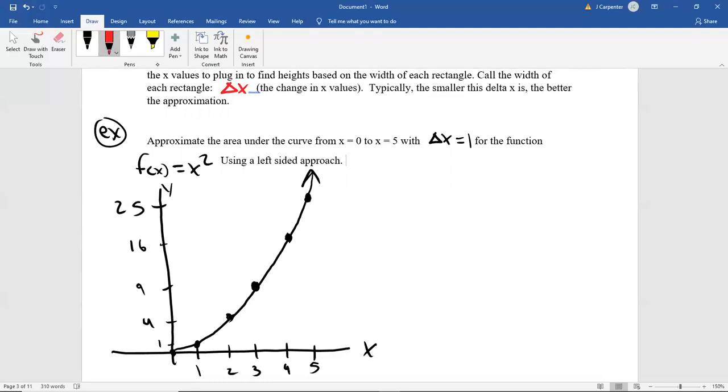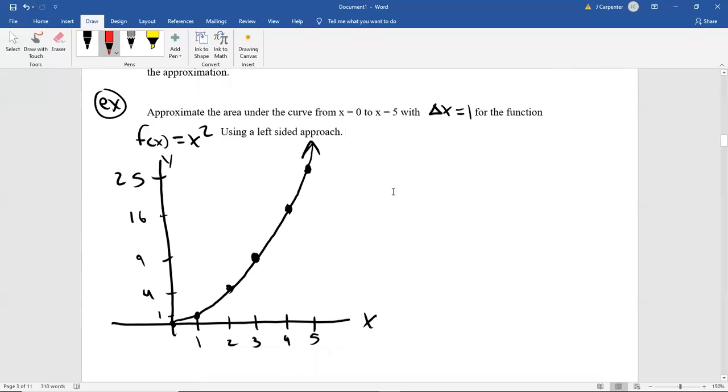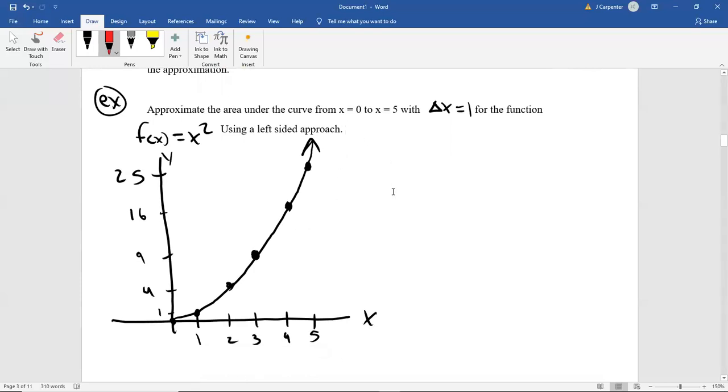So going from 0 to 1 would be one rectangle. Going from 1 to 2 would be one rectangle. Going from 2 to 3 would be one rectangle. From 3 to 4, from 4 to 5 would be our one rectangle. Again, f of 0 is 0, f of 1 is 1, f of 2 is 4, f of 3 is 9, f of 4 is 16, f of 5 is 25. Now we said to do a left-sided approach, which means we're anchoring to the left sides to draw our rectangles.